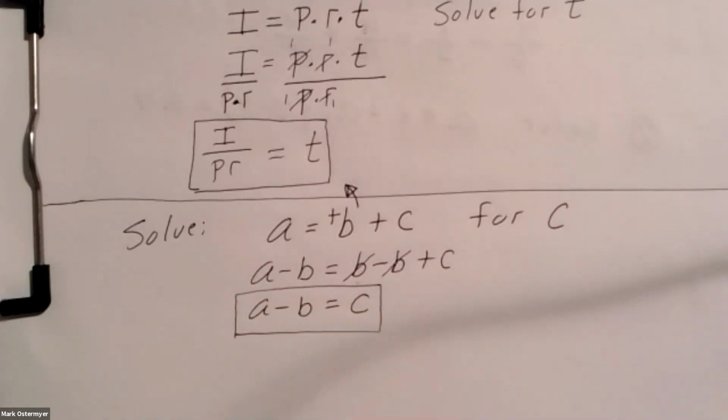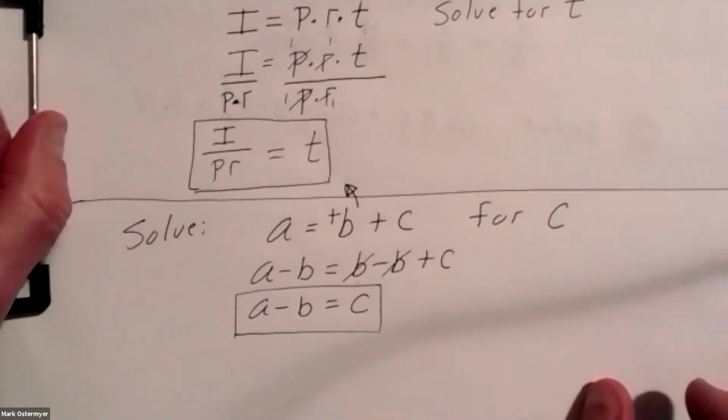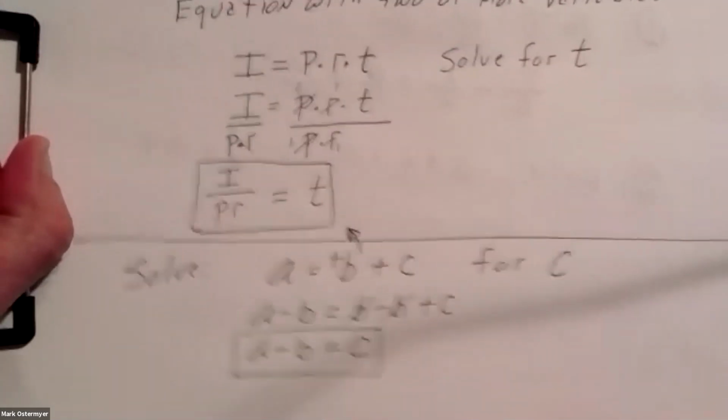Do you see how we solve for C, ladies and gentlemen? No pun intended. How we solve for C there. To solve a formula for a variable means we got to get the variable all by itself on one side of the formula. That's what it means to solve for a variable. There's a lot of formulas.